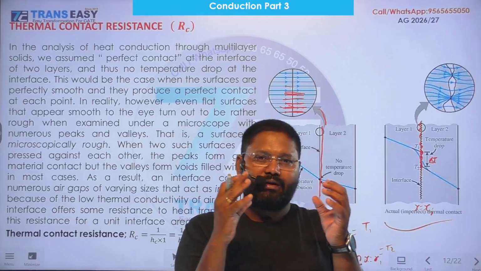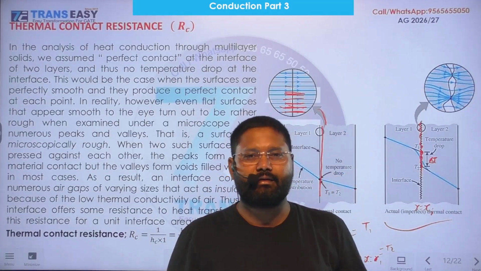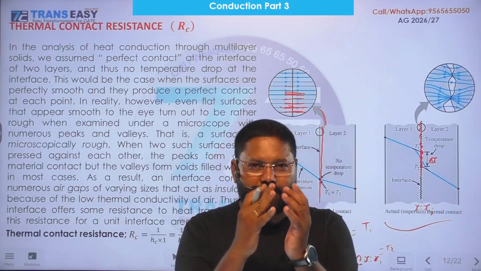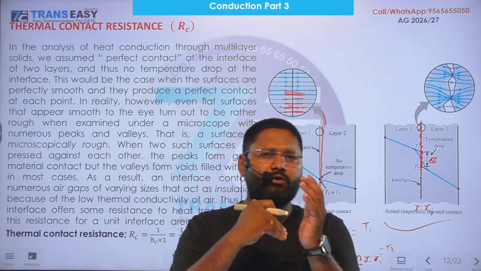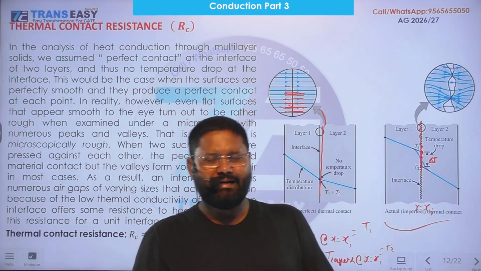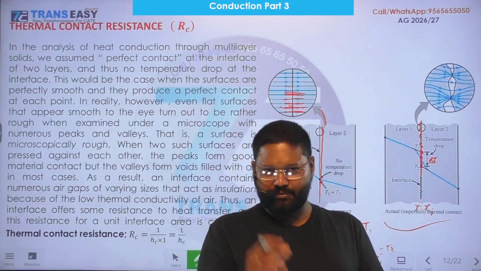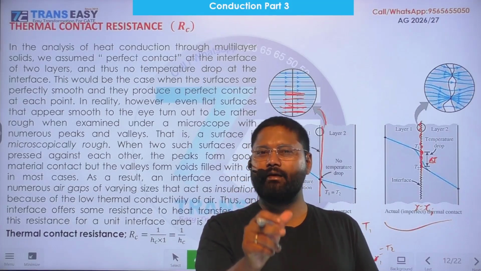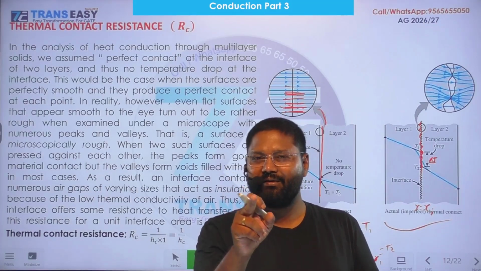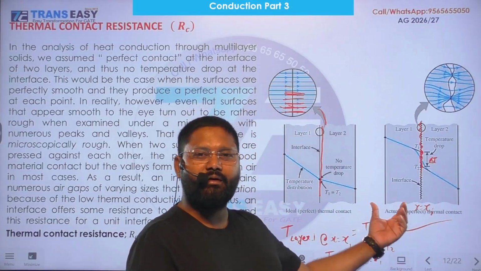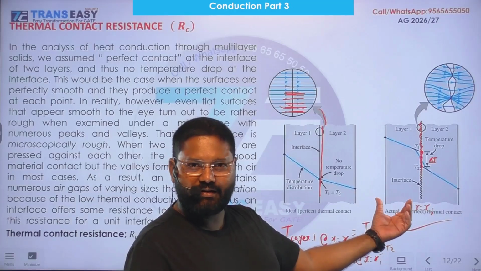Corresponding points on both layers are not in perfect thermal contact. In reality, peaks are in thermal contact, and numerous valleys on both layers form voids filled with air, and thermal conductivity of the air is less than thermal conductivity of solid contact.